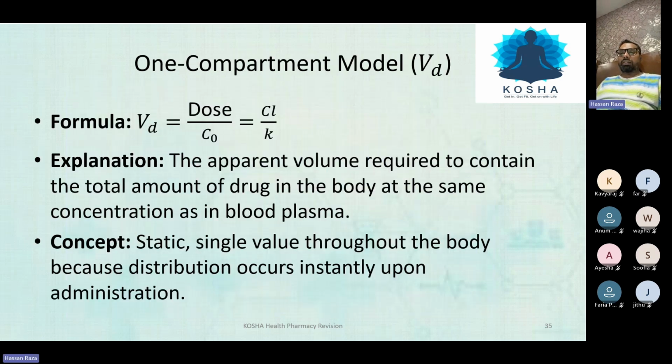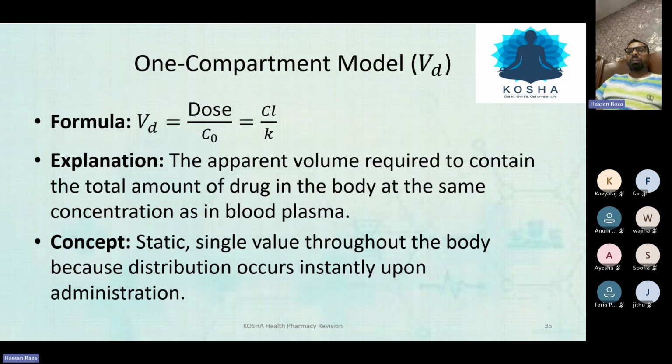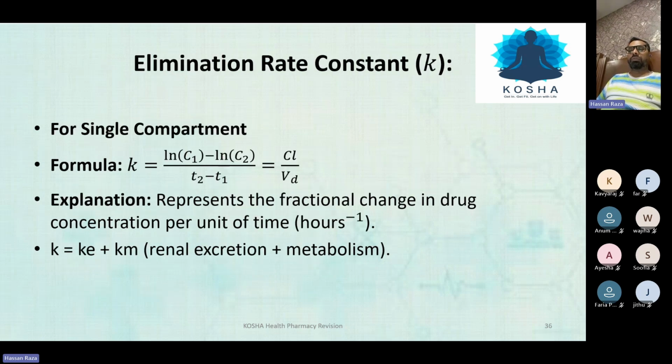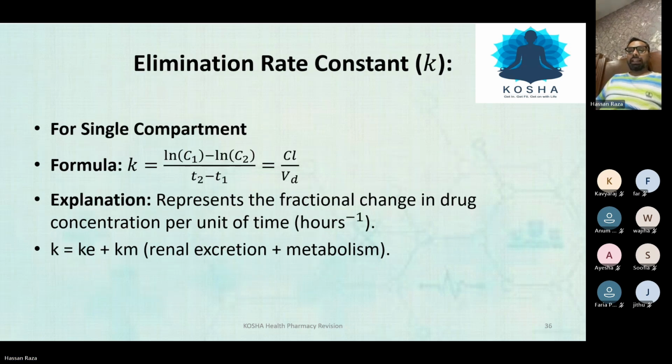So for all the drugs which follow the first order one compartment model, you have to use this formula. It means volume of distribution is equal to dose divided by concentration, and the second formula is that volume of distribution is equal to clearance divided by elimination constant. I have explained volume of distribution as well. You just have to memorize this formula, and then this is the elimination rate constant, and this is a really important formula that you need to calculate the elimination constant as well.